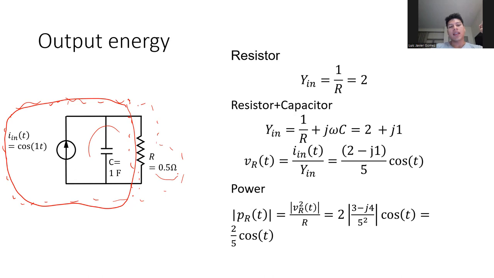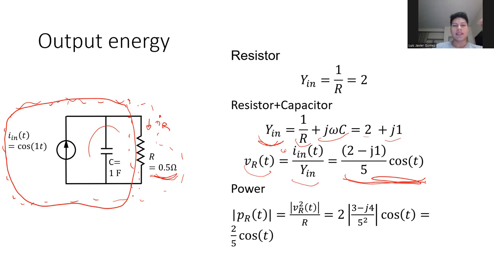So to do that, you need to derive what the equivalent admittance is, which is 2 plus j1. So it's just 1 over R plus j omega C. And then the voltage across the resistor will be the input current divided by the admittance. So it's just a current divider. And so now we get that the voltage across the resistor is just equal to this. So I'm doing a current division to get the value for the voltage across the resistor.